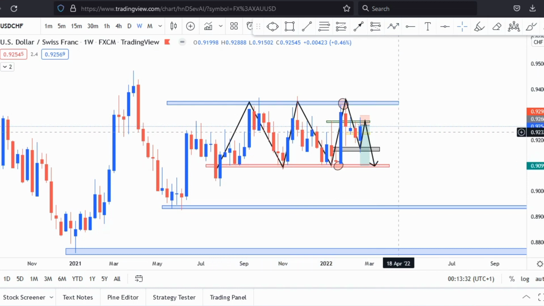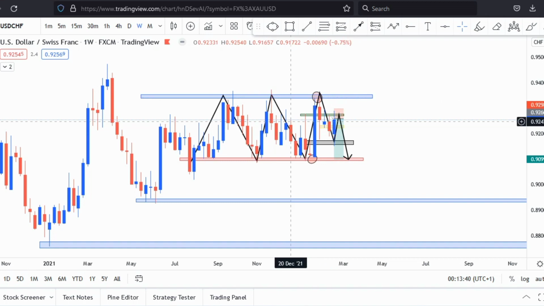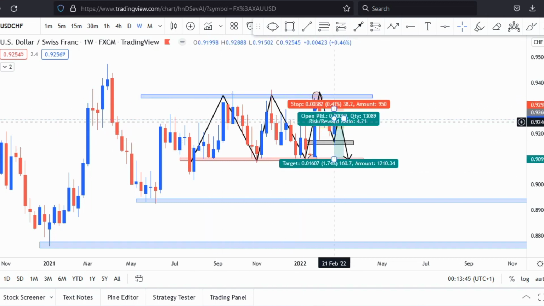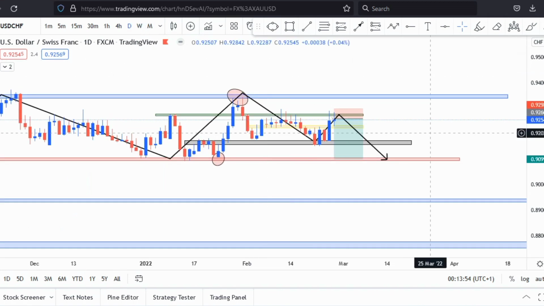I'll give you the reasons why I think price is going to go to the downside. First of all, we are in this range and we've tested this 1, 2, 3 times, tested this 1, 2, 3 times. Price just bounced off this level and now it's coming back down to retest it again. That's one.